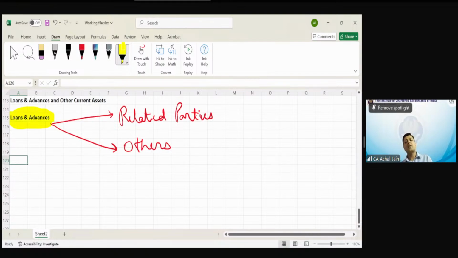Now, in this case, let's suppose these are given to related parties. Then in such a case, the procedure or the risk that you need to evaluate is going to be what? Arm's length.